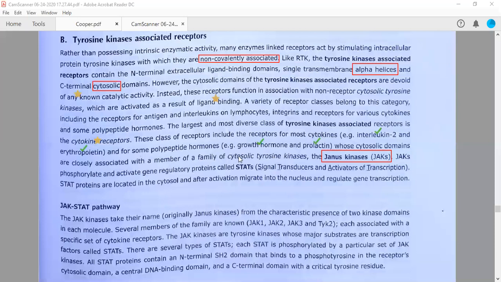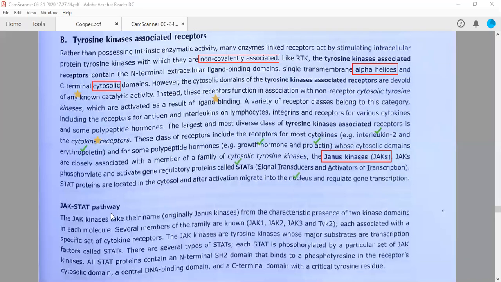These tyrosine kinases are present in the cytosol, but they will be recruited. They will bind non-covalently to the receptor molecules, so they will be recruited to the plasma membrane. The JAKs phosphorylate and activate the gene regulatory proteins called STATs, the signal transducers and activators of transcription. These STAT proteins are located in the cytosol, and after activation they will migrate into the nucleus as dimers, and then they will regulate the transcription of certain target genes.